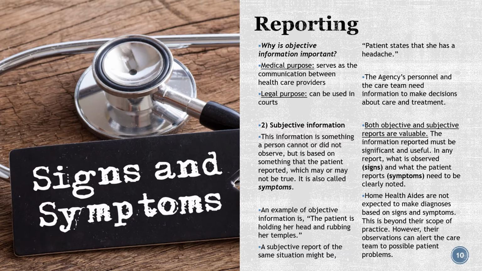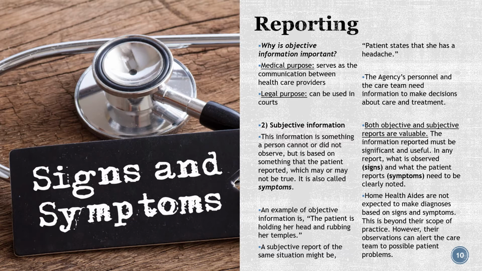An example of objective information is, the patient is holding her head and rubbing her temples. A subjective report of the same situation might be, patient states that she has a headache. The agency's personnel and the care team need information to make decisions about care and treatment. Both objective and subjective reports are valuable.